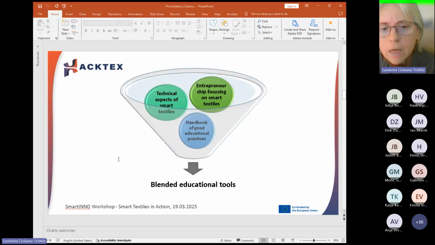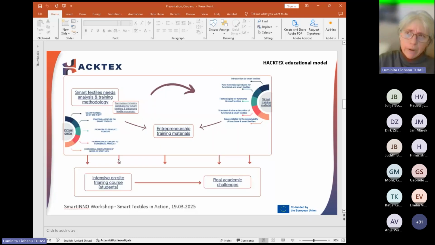smart textiles. So basically, we're talking about blended educational tools. We have the technical aspect of smart textiles and entrepreneurship, focusing on smart textiles, which were training materials on these 2 main topics. And we developed a handbook of good educational practices, promoting what our project did well and where there is room for improvement.